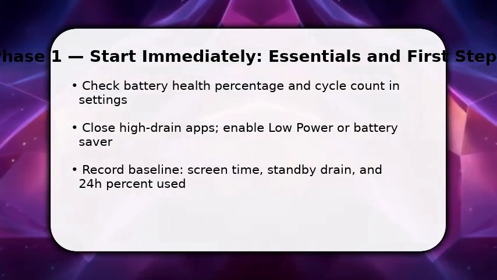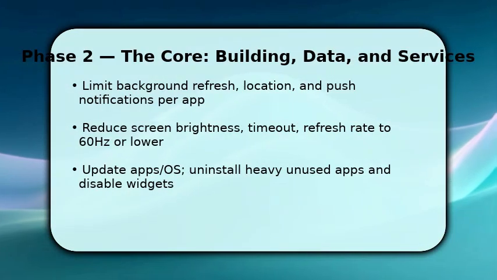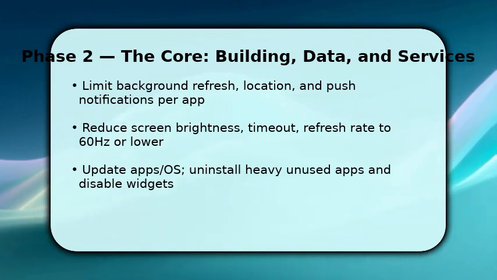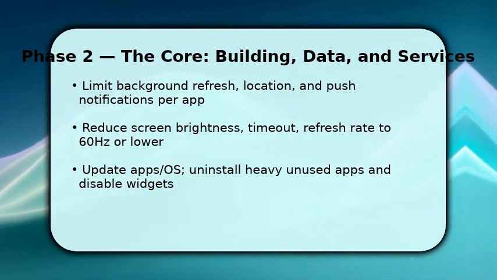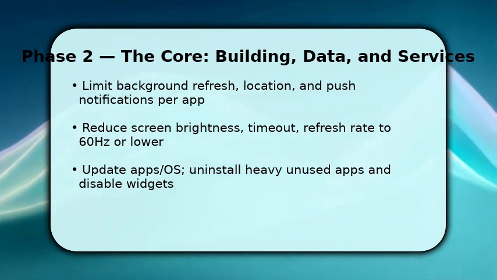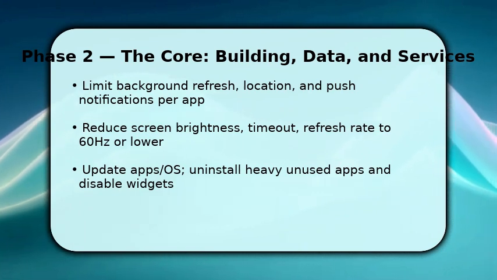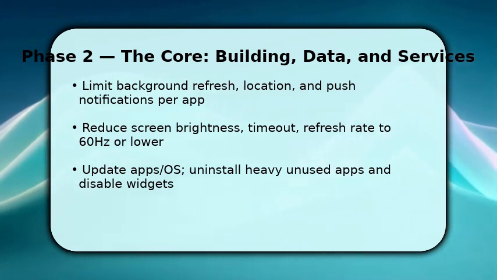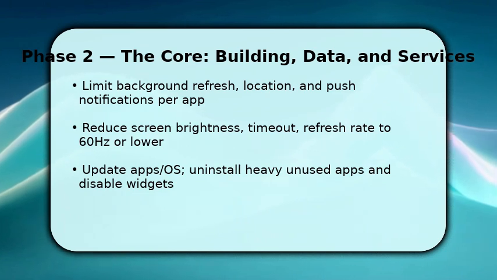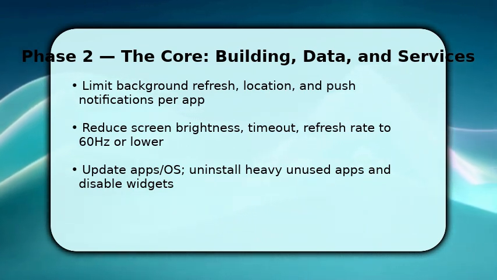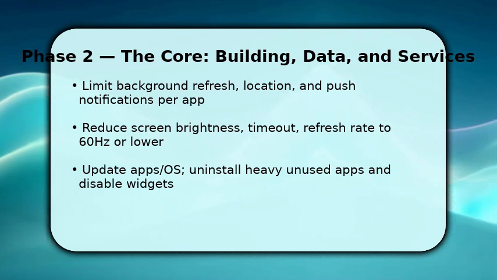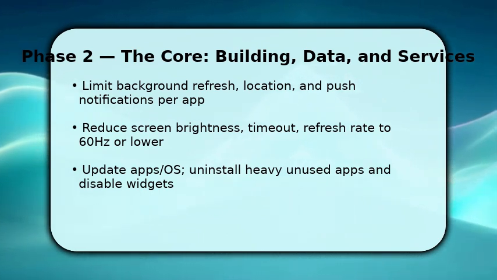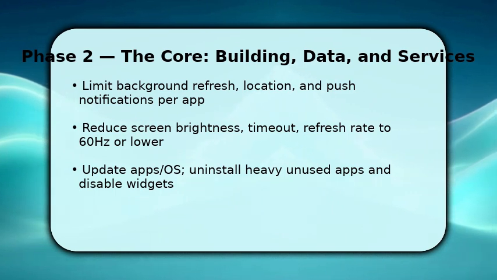You now tackle the detailed execution. Go app by app and revoke background refresh, precise location, and push privileges for anything non-essential, because background wake-ups are a top drain. Next, set brightness to a sensible percent, shorten screen timeout, and drop high refresh rates to 60 Hz when possible. Then update the operating system and apps to get efficiency patches, remove unused heavy apps, and disable widgets. Make sure to reboot after changes, so background daemons restart under the new settings.